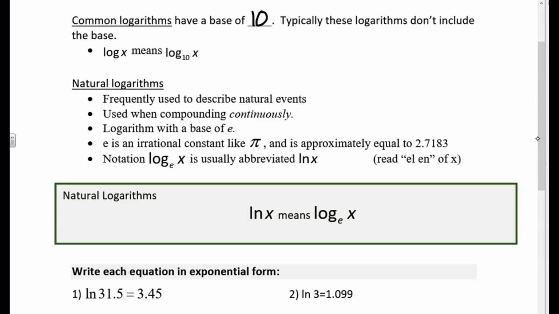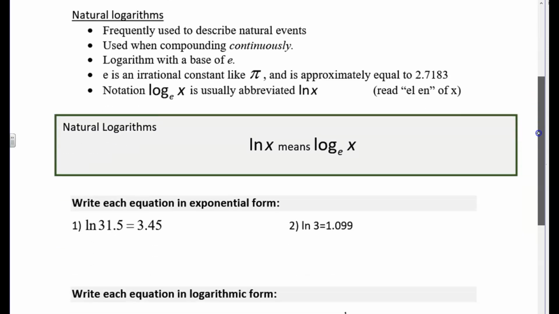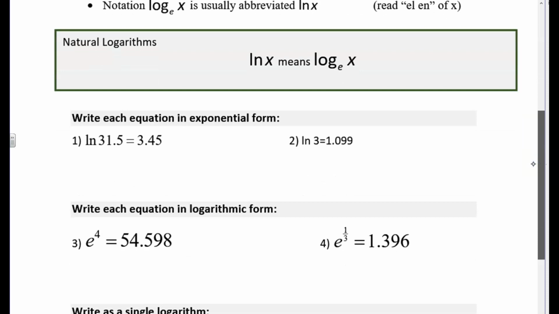That's how often we see this, guys, that we made an abbreviation for something that was already pretty short, ln of x. So whenever you see ln of x, that really means log base e of x. And it works just like a logarithm. Natural log of 31.5 equals 3.45. I want to rewrite that in exponential form. That's really e to the 3.45 equals 31.5. Similarly, natural log of 3 equals 1.009 is e to the 1.009 is about equal to 3.